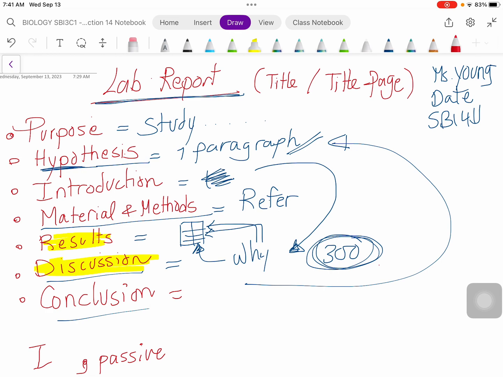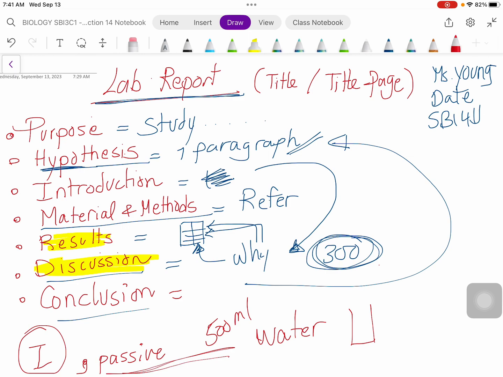I do not want to see any I. In science, you don't exist as I. I want to see the passive language. For example, the water was poured into a flask. So you don't need to say a student or I or you. Let's say 500 mils of water was poured into a jar or a flask. So use the passive language in your reporting. I don't want to see the I at all. If I see the I, you're going to be in trouble.